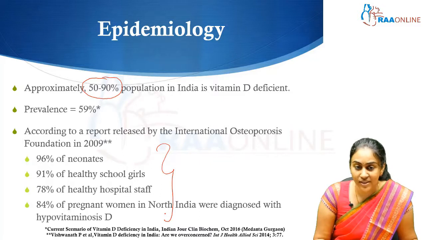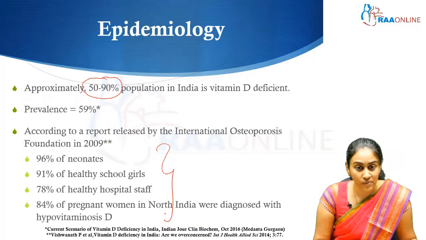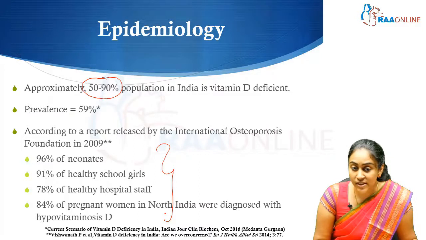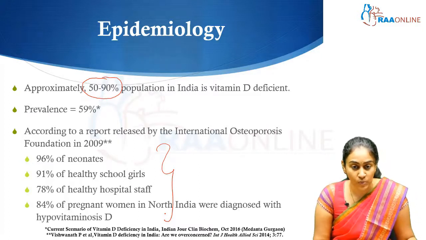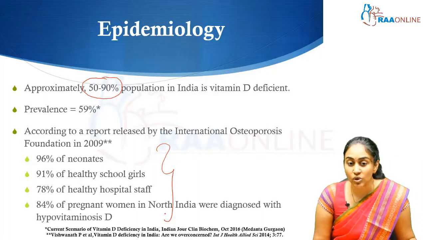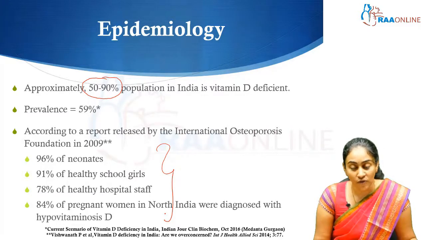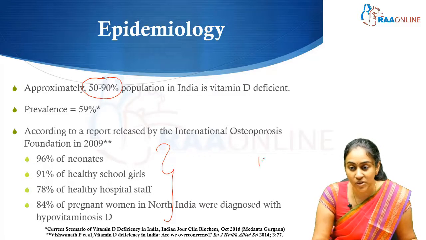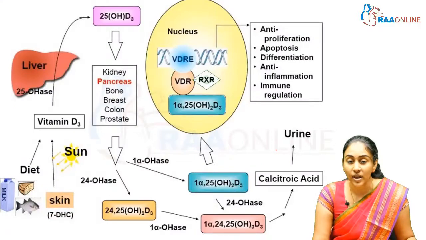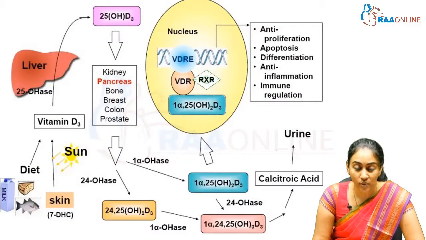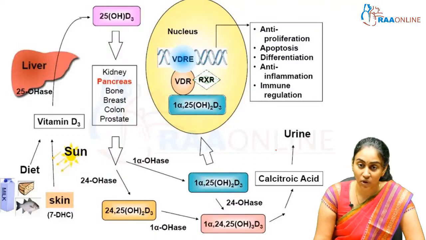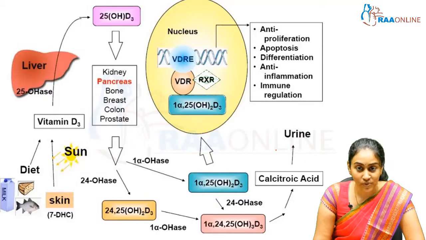Almost all of the neonates, 96% of neonates, have vitamin D deficiency. Vitamin D deficiency is seen in about 91% of schoolgirls, 78% of healthy hospital workers, and 84% of pregnant women. So, vitamin D deficiency in India is extremely prevalent, and this is why we need to know how to recognize, how to identify vitamin D deficiency and how to treat it appropriately. This again becomes extremely handy, especially in the context of managing osteoporosis.